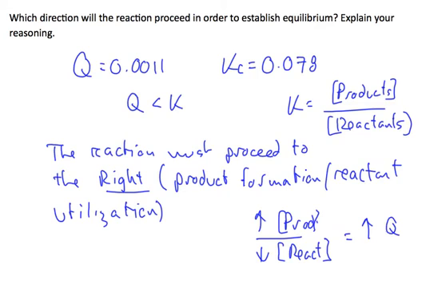So that's one way we can utilize concentrations that we do not know are necessarily equilibrium concentrations. We calculate a value of Q and we compare it to a known value of K. And that concludes this video.